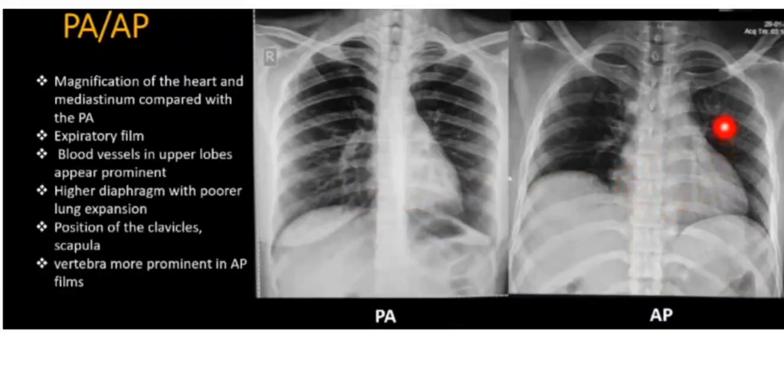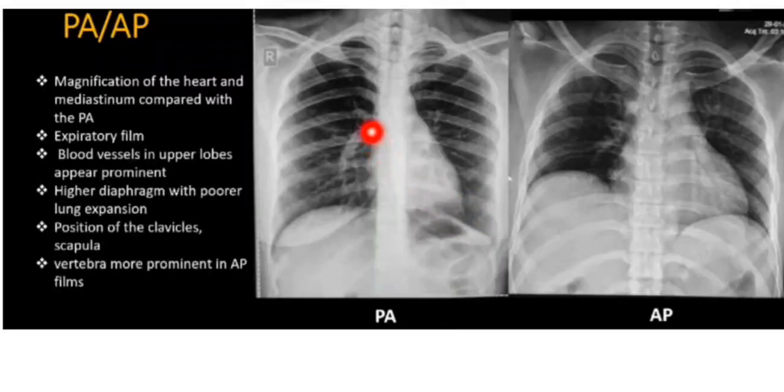But when you look at an AP X-ray, the vascularity is more prominent in the upper zones. You can see it here and here. So that's also a difference. The vascularity is more prominent in the lower zones in a PA X-ray, and in an AP X-ray the vascularity is more in the upper zones.